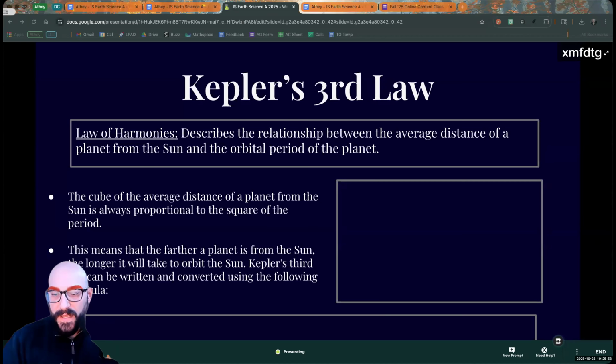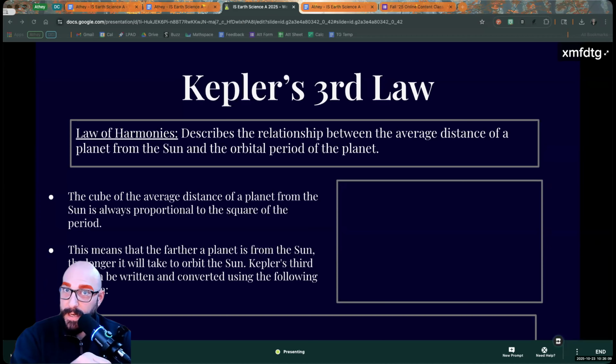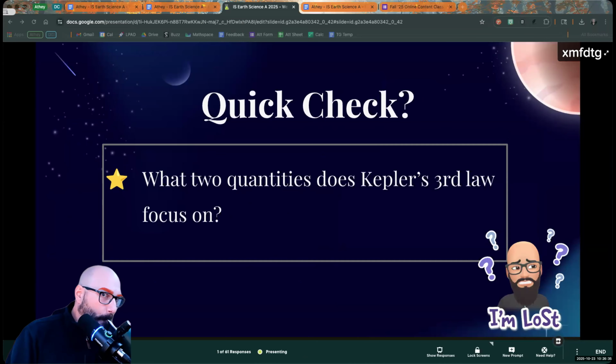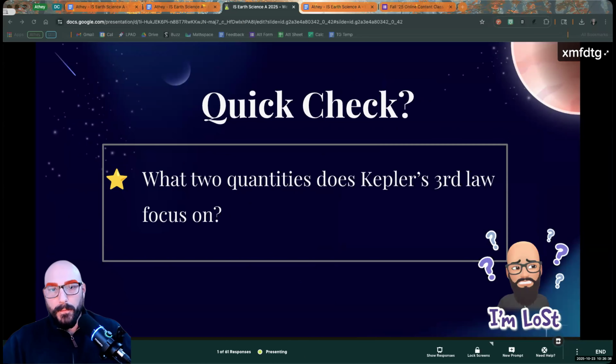But again, the equation relates the square, right? So if you take the orbital period, or how long it takes to get around, and square it, and then compare that with the planet's average distance to the sun cubed, they're proportional. They go up the same amount. Okay. So, what are the two quantities? What are those two sides of that equation? What two things is he measuring?